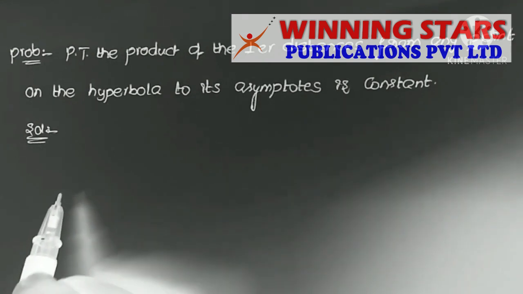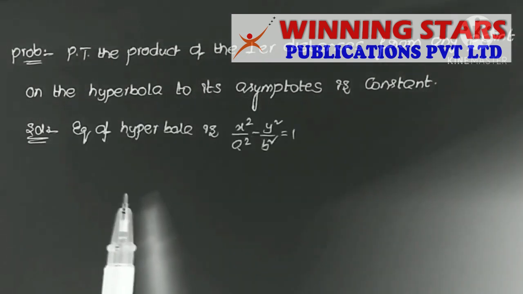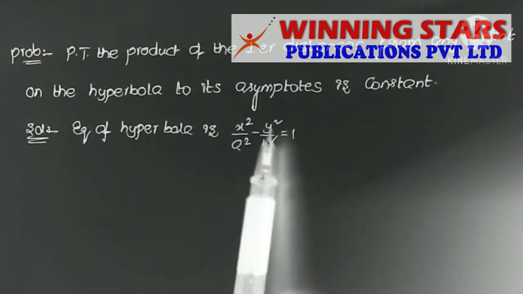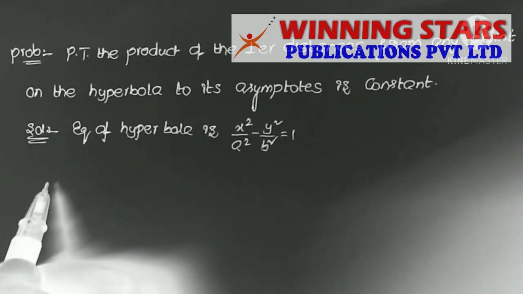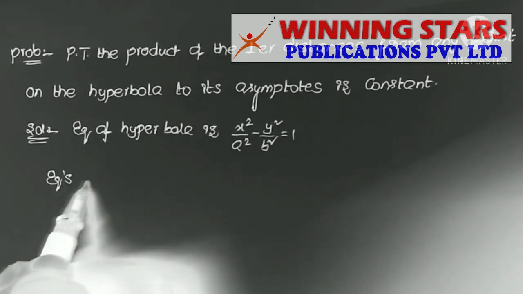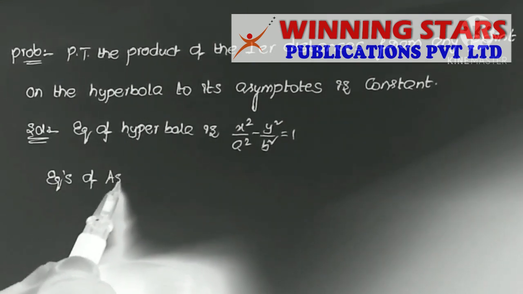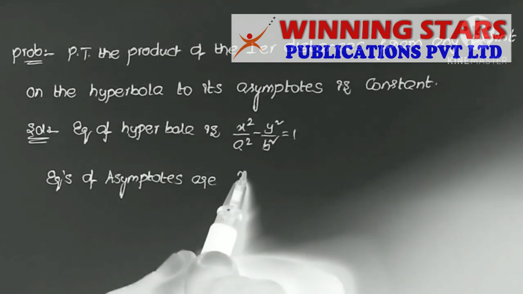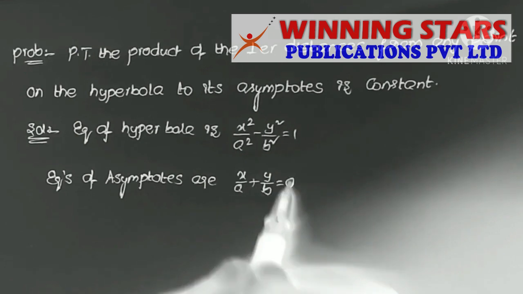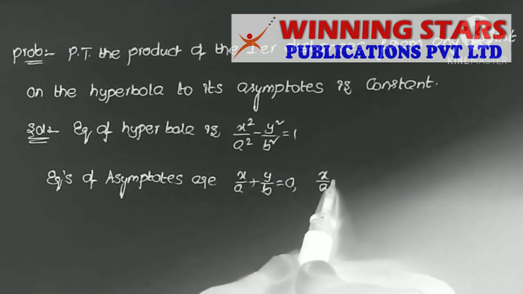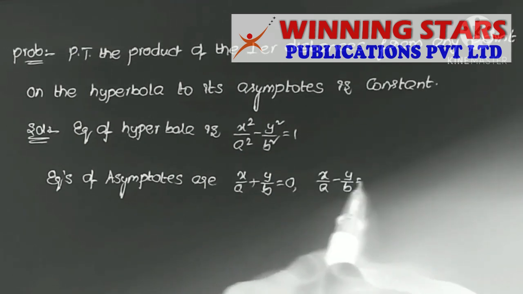So first we take the equation of the hyperbola. The equation of the hyperbola is x square by a square minus y square by b square is equal to 1. Next we take the equations of asymptotes to this equation. The equations of asymptotes are: the first equation is x by a plus y by b equals 0, and the second equation is x by a minus y by b equals 0.